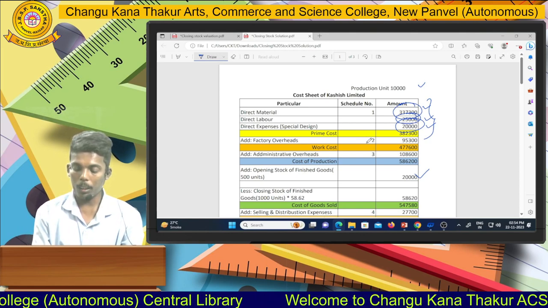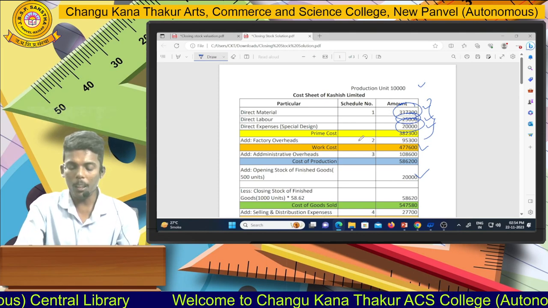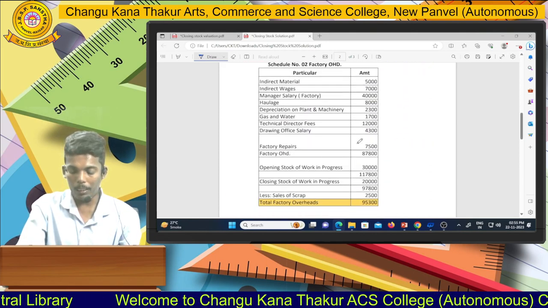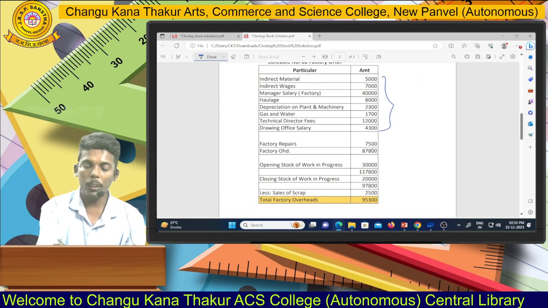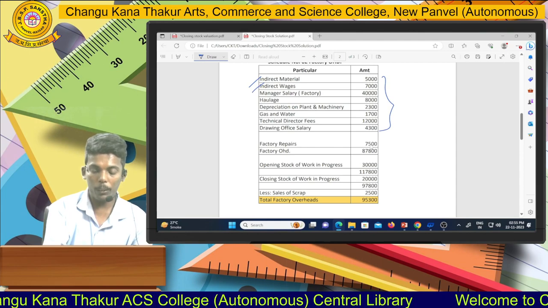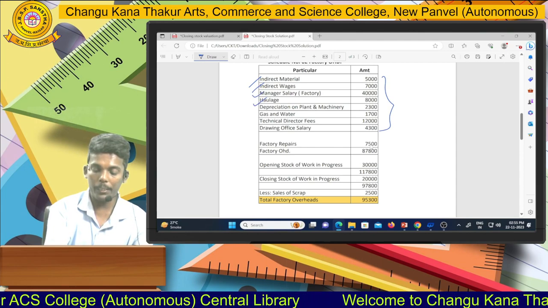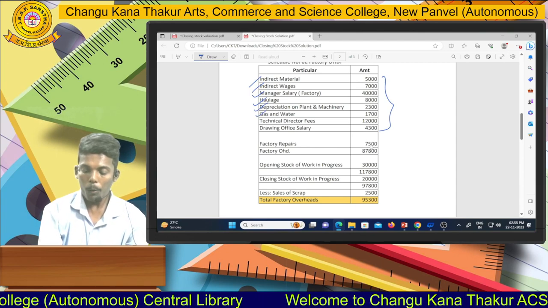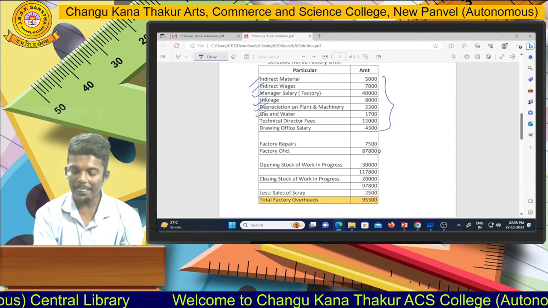Then next we compute the work cost. What is the formula of the work cost? Prime cost plus factory overhead. See, all of students, after adding the components of the factory overhead, it includes the indirect material, indirect wages. They give you in the illustration manager salary, haulage, depreciation, gas and water charges. We add the factory overhead. So total factory overhead is 87,800.